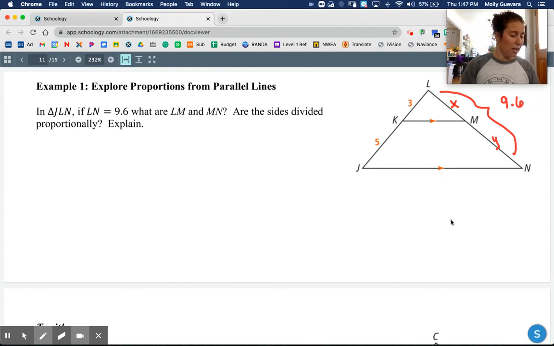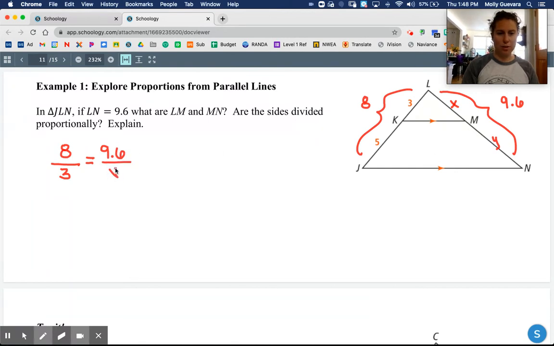Explain. Okay, so using our side splitter theorem, right, the proportion is that I can say that, well, I need to know this whole length, right? This whole length is 8. Okay, so I can say the full length, 8, over the first half of the length, which is 3, is equal to the full length on the other side, over just the first length, which is x. So I'm just setting up a proportion here using the side splitter theorem. So I'm going to cross multiply.